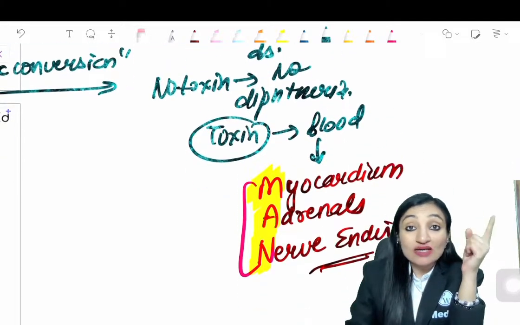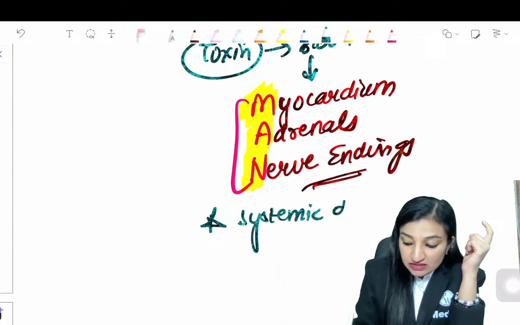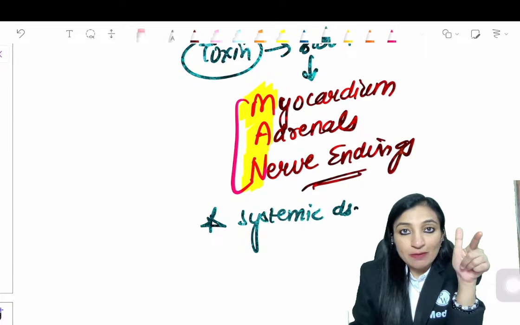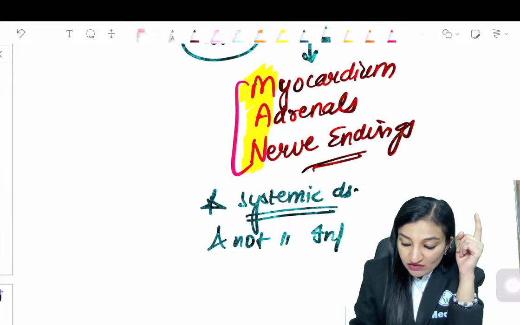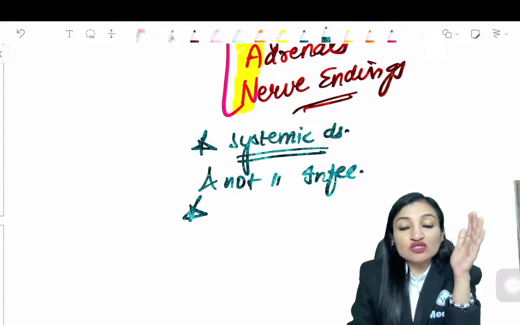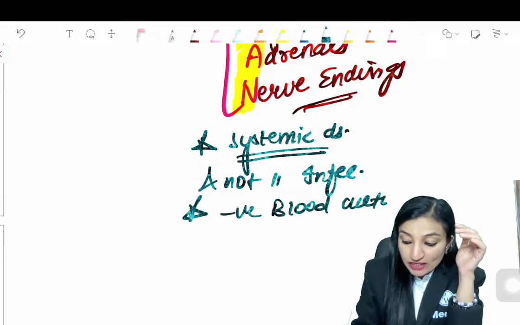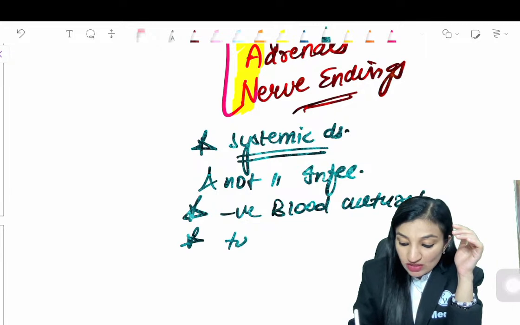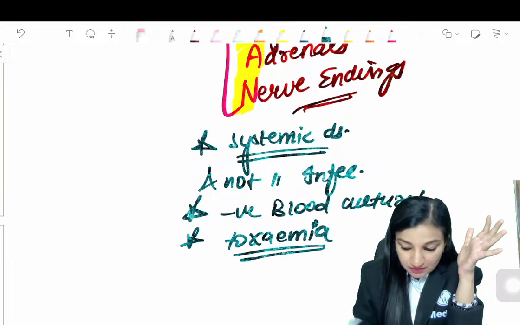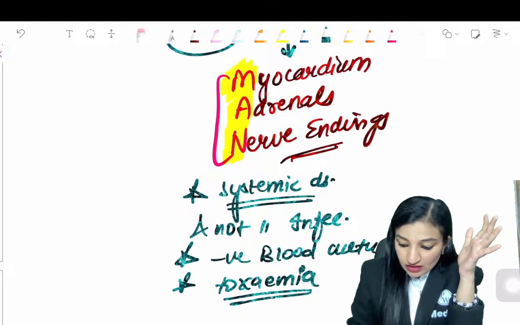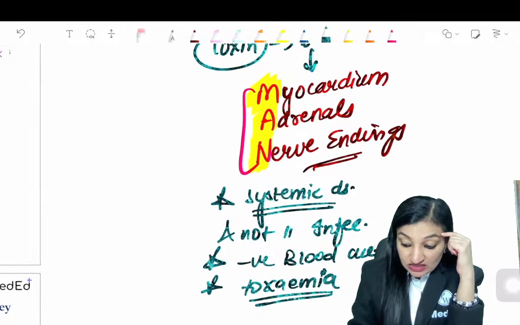So diphtheria is not a systemic infection. Diphtheria is a systemic disease, thanks to the toxin which is circulating happily in the blood. So it's a systemic disease and not a systemic infection. Will the blood culture be positive or negative? There will be a negative blood culture, because organisms are not going to jump into the bloodstream. Okay, so remember, diphtheria is a toxemia, and not a septicemia or bacteremia. Is this clear? This is very, very important.